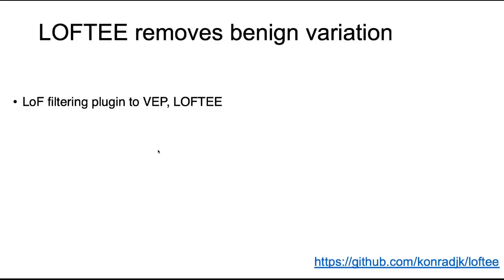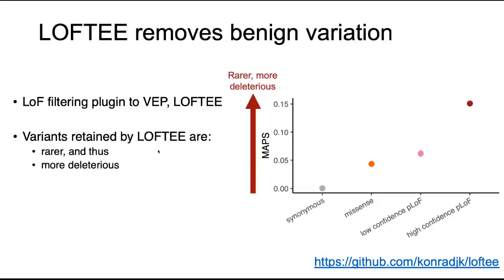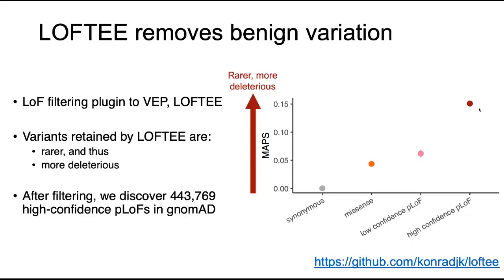But in spite of not using frequency, when we look at a metric called the mutability adjusted proportion of singletons, or MAPS, which is a metric of deleteriousness based on frequency, higher MAPS means more rare and thus more deleterious. The variants that are filtered out by LOFTEE have a frequency spectrum consistent with missense variants, so they have lower MAPS, meaning they are less deleterious. Whereas the ones retained by LOFTEE, the high confidence predicted loss of function variants, tend to be more rare, and thus we believe more deleterious. After filtering, we discovered about 440,000 high confidence predicted loss of function variants.